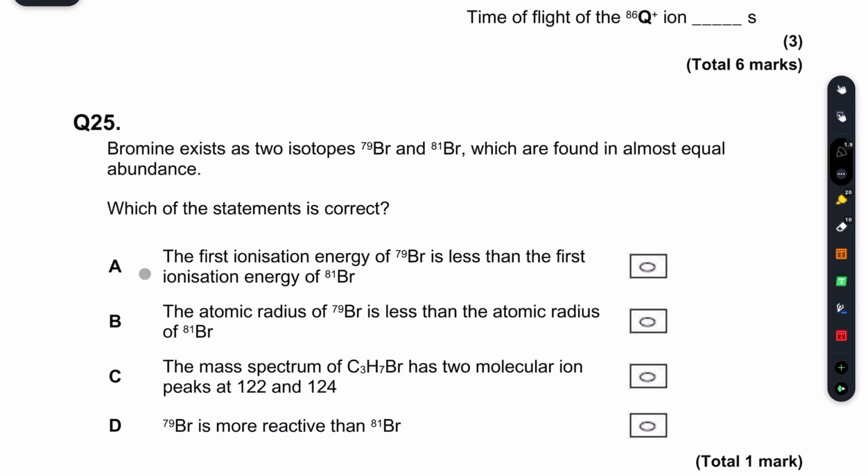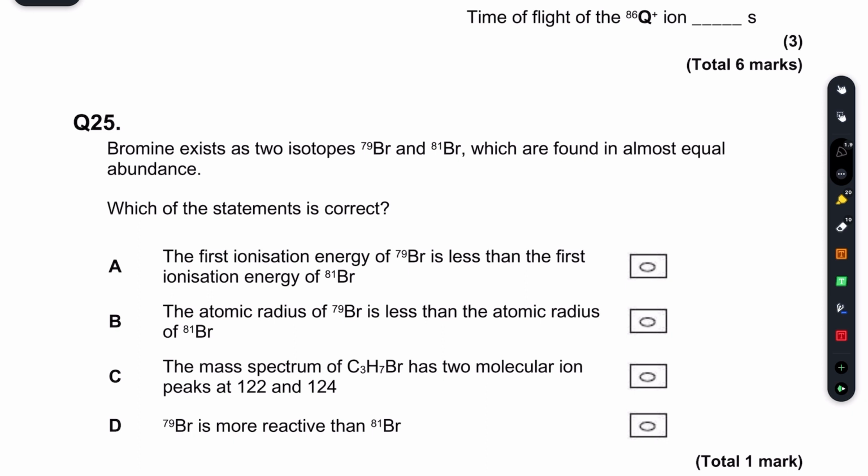So for option A, the option says the first ionization energy of bromine 79 is less than the first ionization energy of bromine 81. Well, that can't be true because bromine 79 and bromine 81 are isotopes, and isotopes are atoms with the same number of protons but different numbers of neutrons. And since they have the same number of protons, they must also have the same number of electrons, because atoms have an overall charge of 0 and isotopes also have an overall charge of 0. So in this case, bromine 79 and bromine 81 will have the same number of outer electrons, therefore the same electron configuration and the same number of protons.